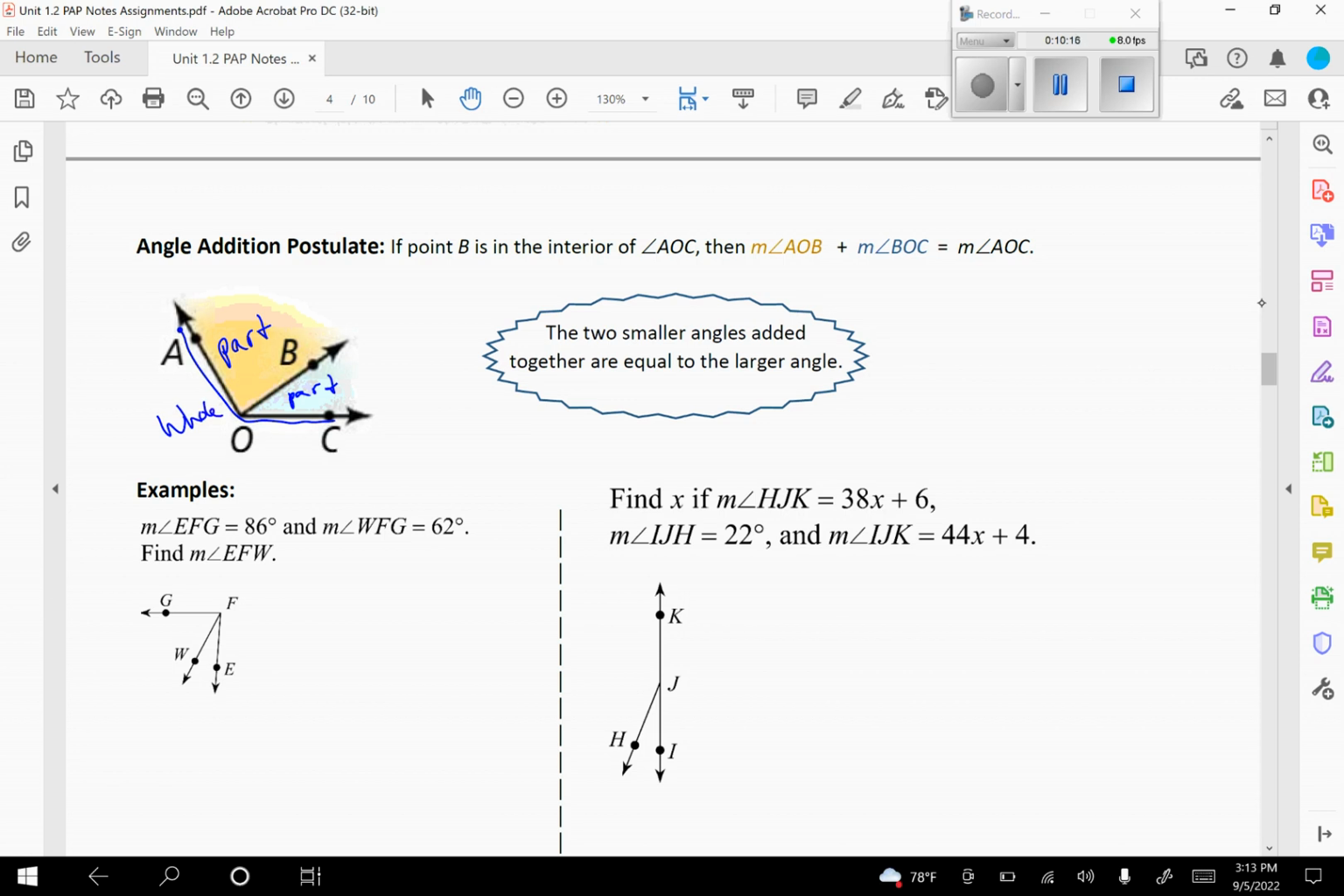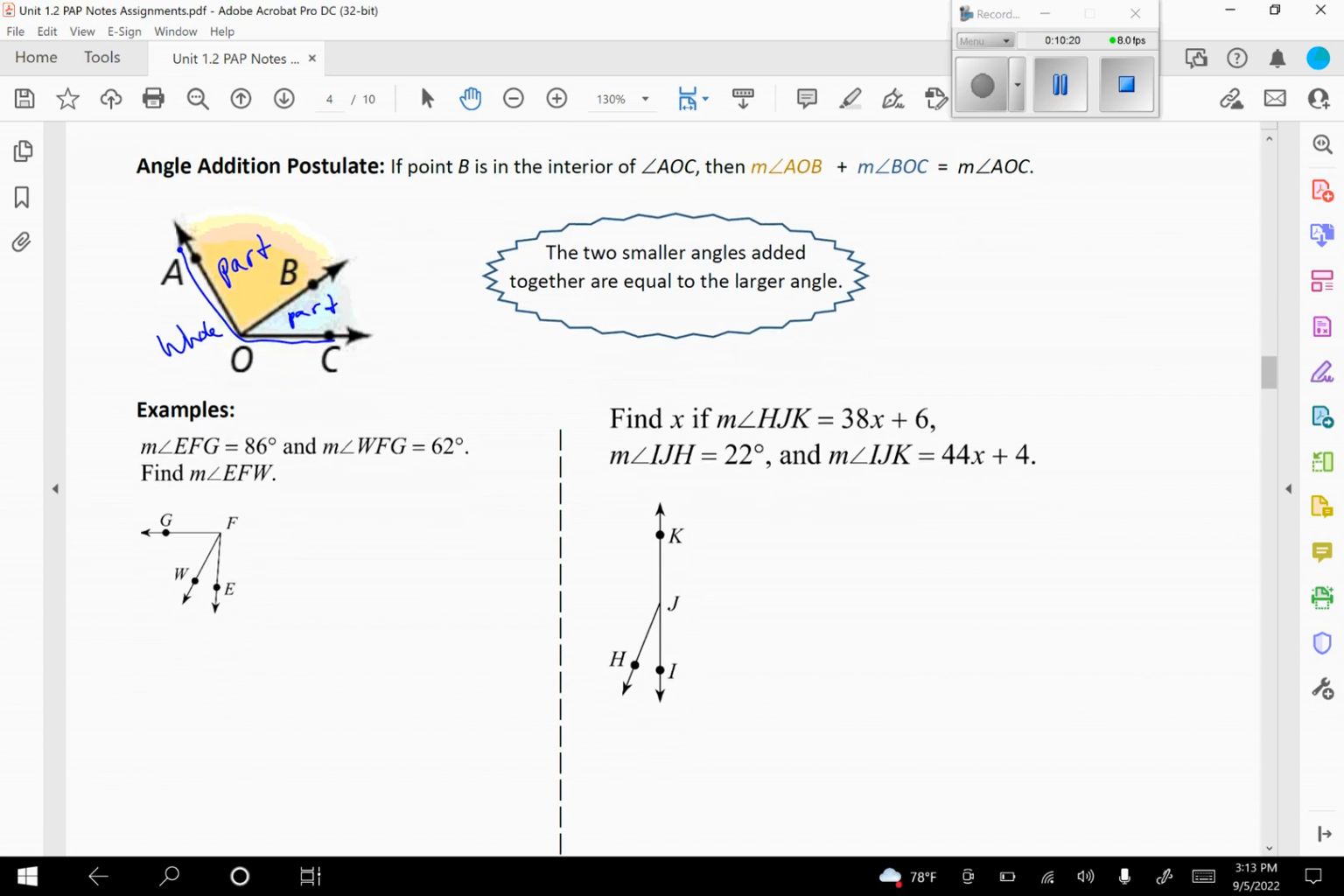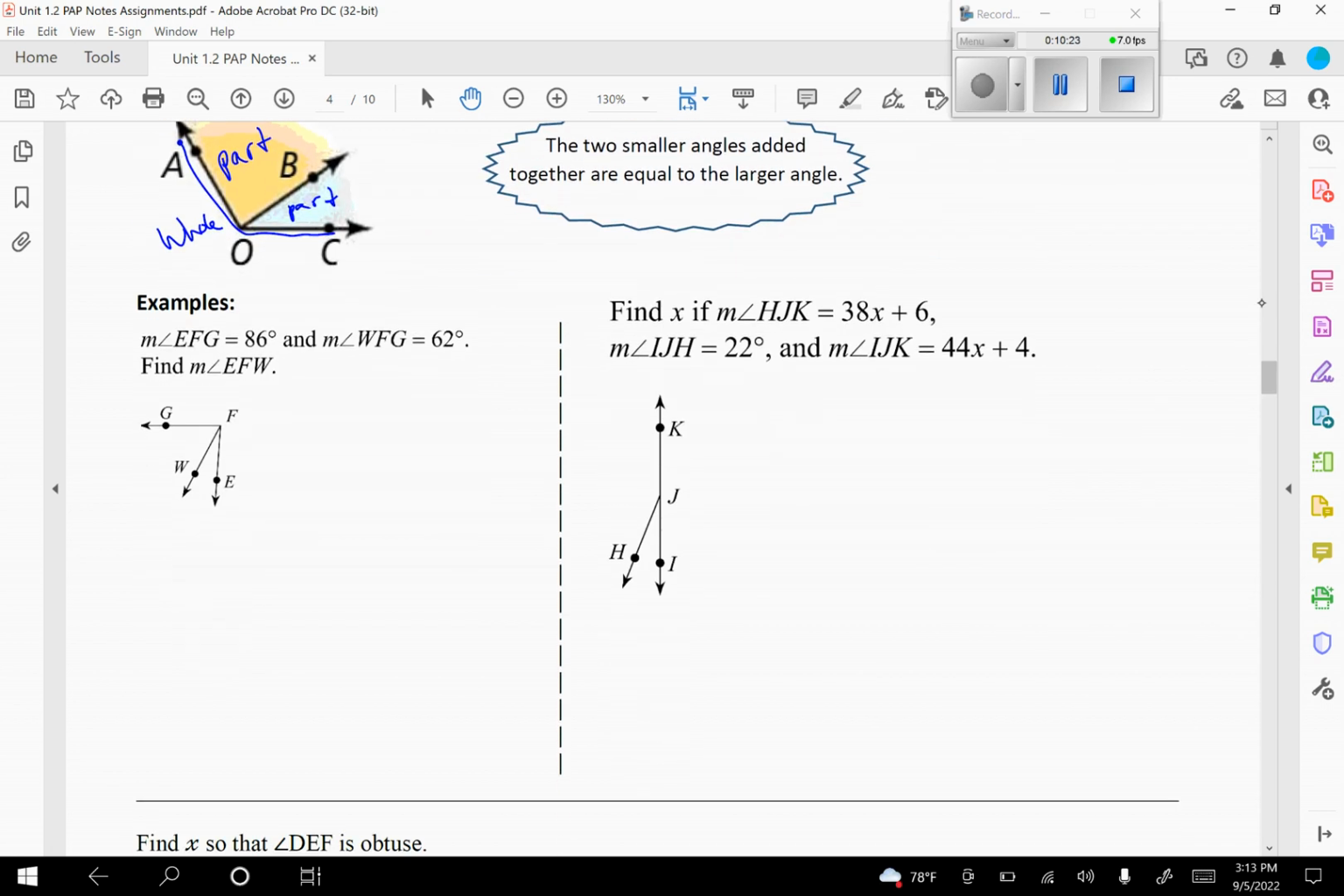Okay, so part plus part equals whole. So the two smaller angles added together are equal to the larger angle. So we'll try that out with an example here.